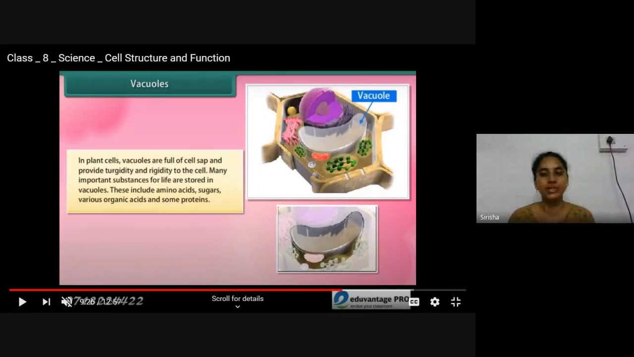What is meant by turgidity? The cell is composed of a watery, jelly-like substance, right? It should not burst. What prevents it from bursting is turgidity. Turgidity means the cell should be turgid and rigid as well. Many important substances for life are stored in vacuoles. Like we said, food particles are also stored in vacuoles. These include amino acids, sugars, various organic acids, and some proteins also. Many things.